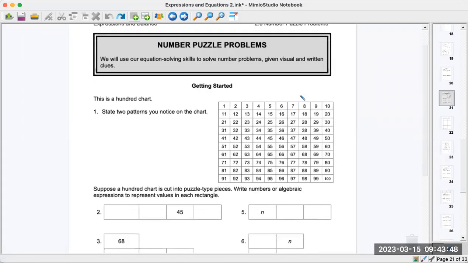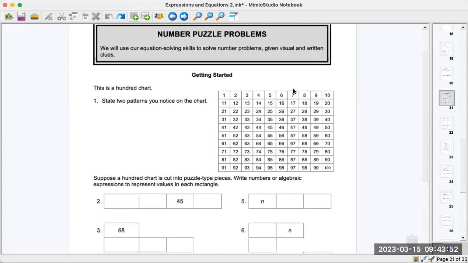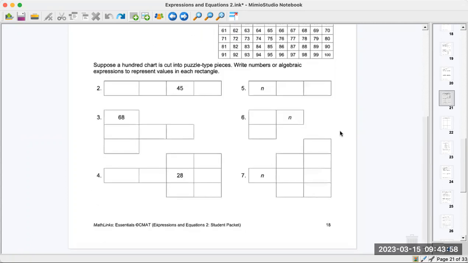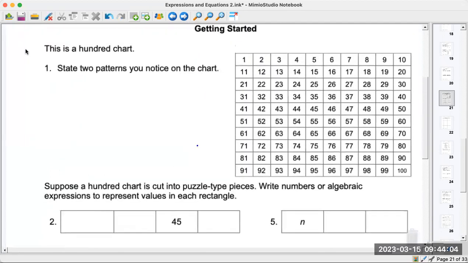Hello, everybody, and welcome to lesson 3 in our booklet called Expressions and Equations 2. It's yellow, and this is page 18. Make sure you're on the right page. Make sure you listen to the audio.